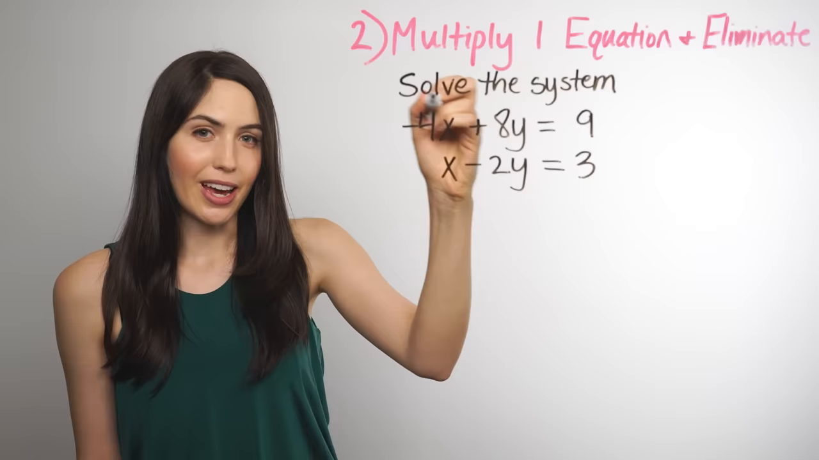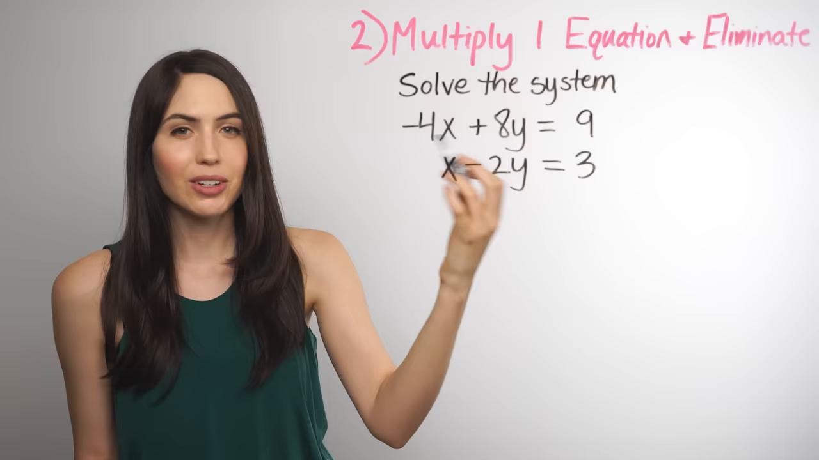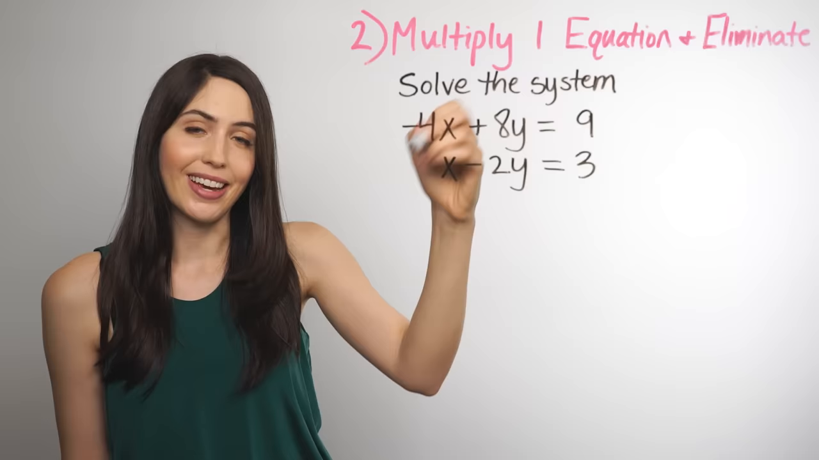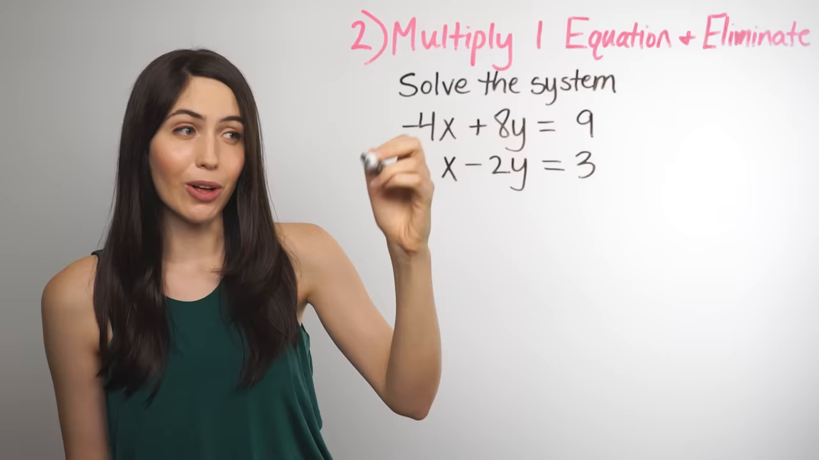Would be great if the x terms would cancel or the y's, but right now, if you look at the x terms, we have negative 4x and then just x in the other equation. And how great would it be if this were already positive 4x and then we just added the equations and the x terms went away? We don't have that, but we can make it. We can make what we want, a 4x here, if we multiply the whole equation by 4.